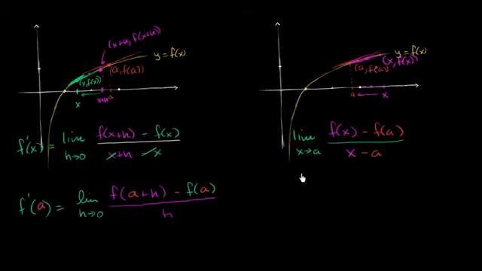Either way, we're doing the exact same thing. We have an expression for the slope of a secant line, and then we're bringing the x values of those points closer and closer together, so the slopes of those secant lines better and better approximate the slope of the tangent line, and at the limit, it does become the slope of the tangent line. That is the definition of the derivative.